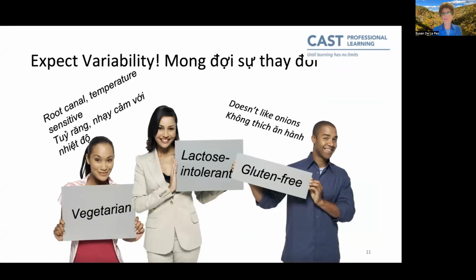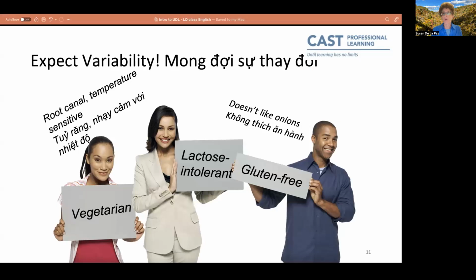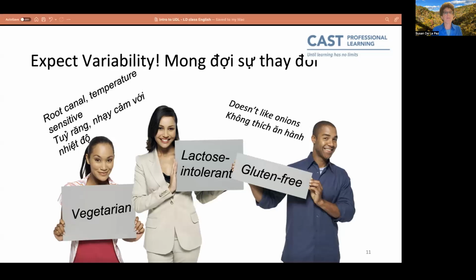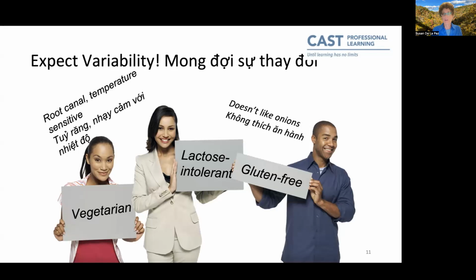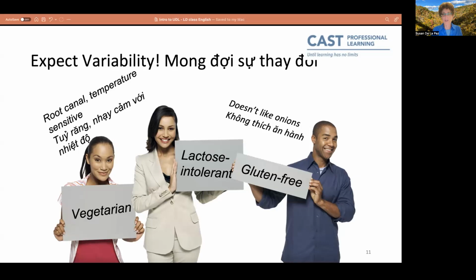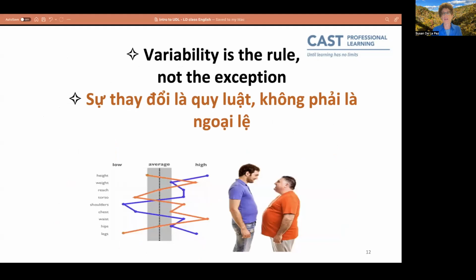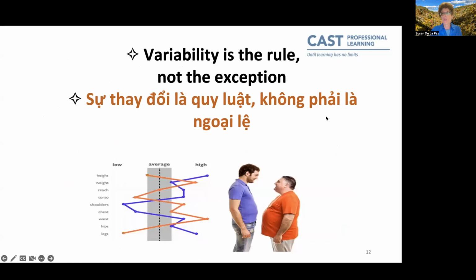Why? Well, there's variability in our interests. Some people will have special interests or needs. For example, what if I have a root canal? What if I don't like onions? Someone might be vegetarian. Another person is lactose intolerant, and somebody else needs gluten-free food. So there's a problem if I have one dish and expect everyone to eat the same thing. In other words, variability is the rule.